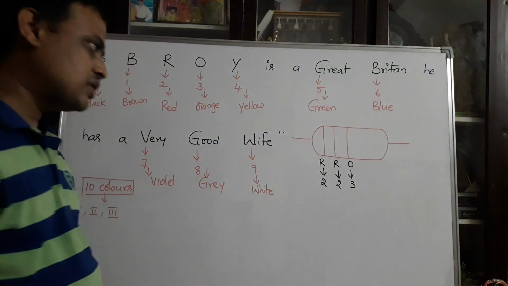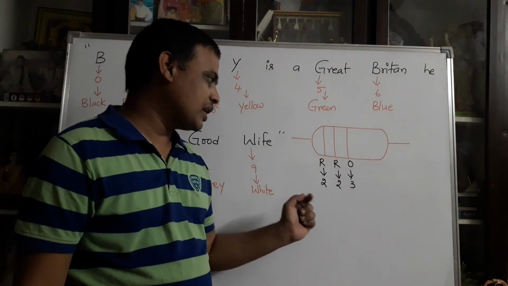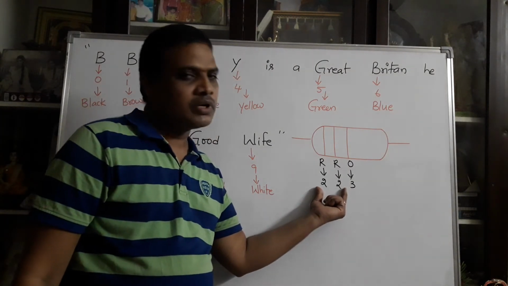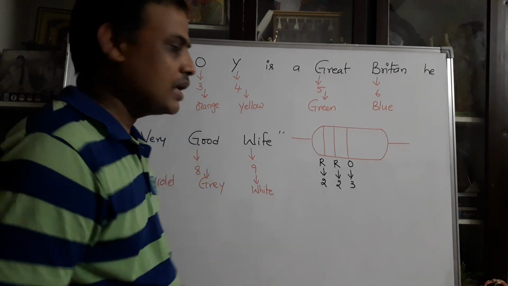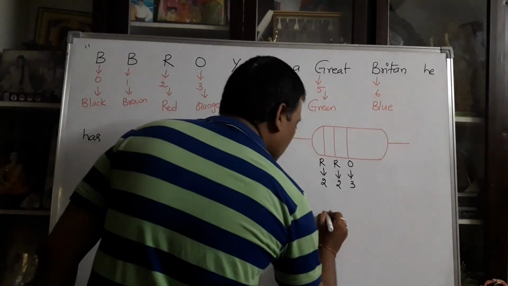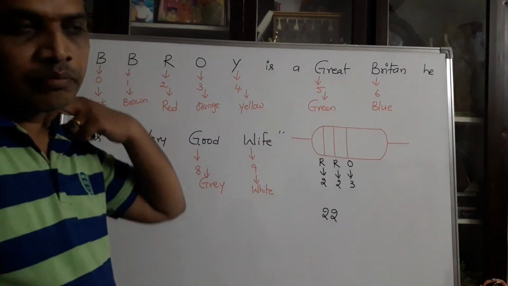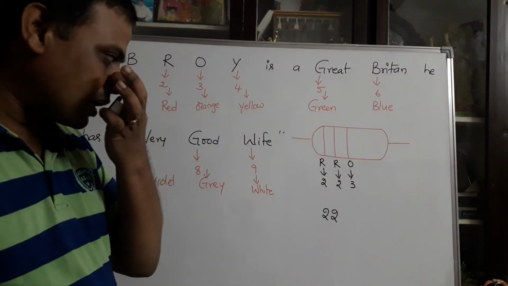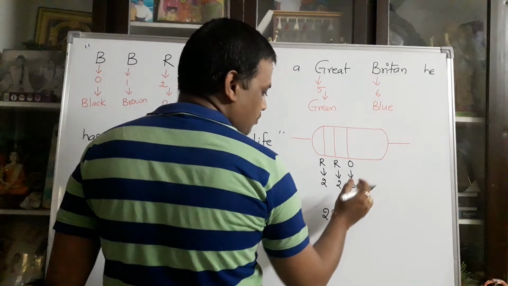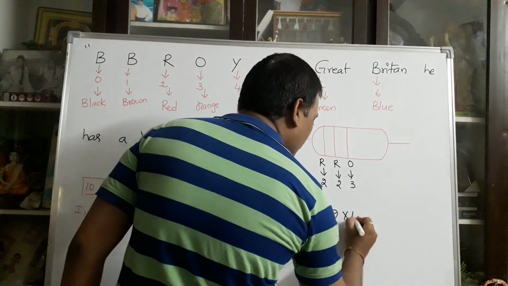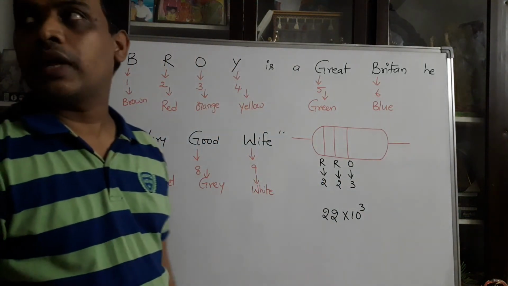Based on these 3 numbers, the starting 2 numbers are combined to give the double digit number. That is, the double digit number is nothing but 22. You must combine the first 2 numbers, and they give the double digit number. And the third color band is written in powers of 10. So 22 into 10 power 3.